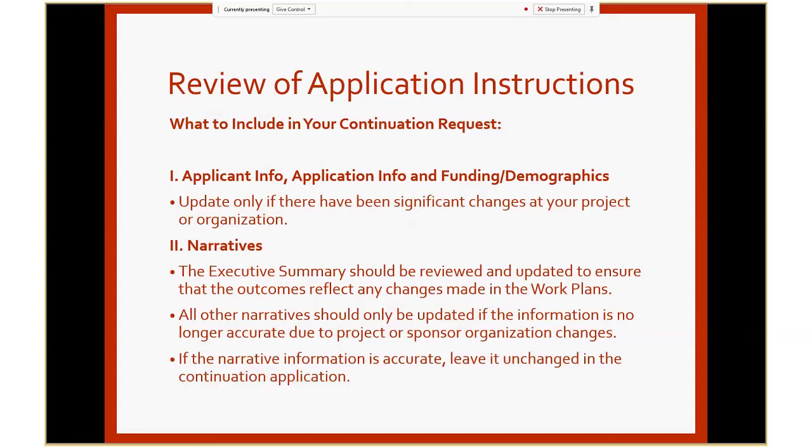So the narratives, the executive summary should be reviewed and updated to reflect any changes in the work plans. All the other narratives should be updated if information is no longer accurate due to the project and sponsor organization changes. And then if the narrative information is accurate, just leave it unchanged in the continuation application.